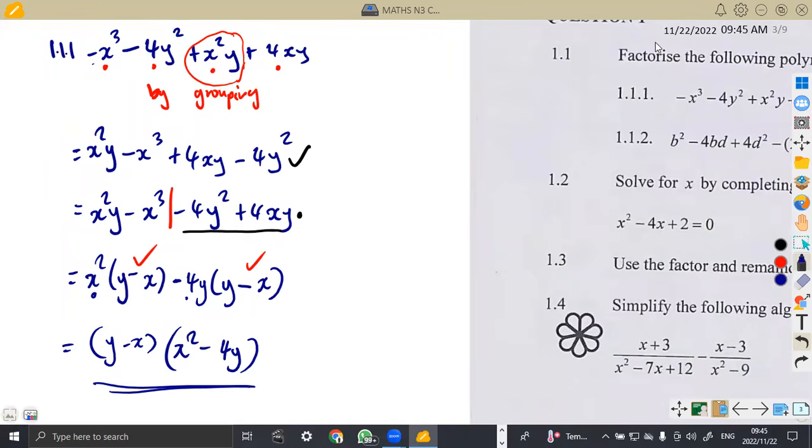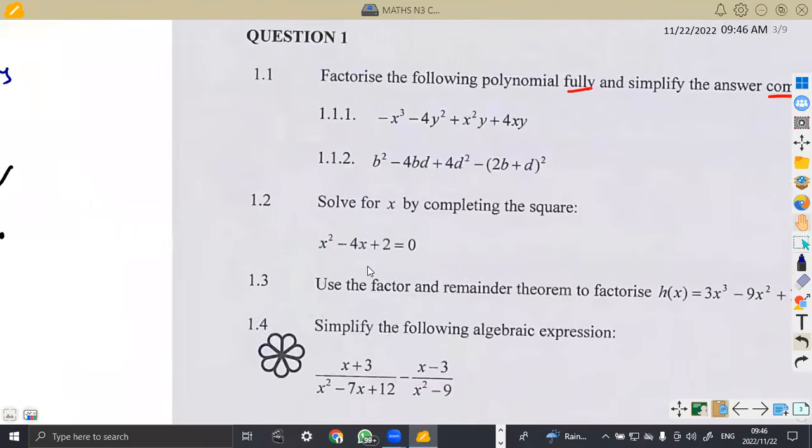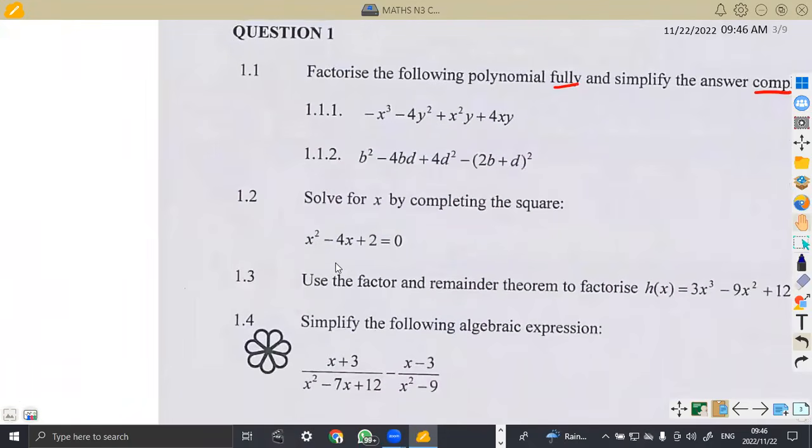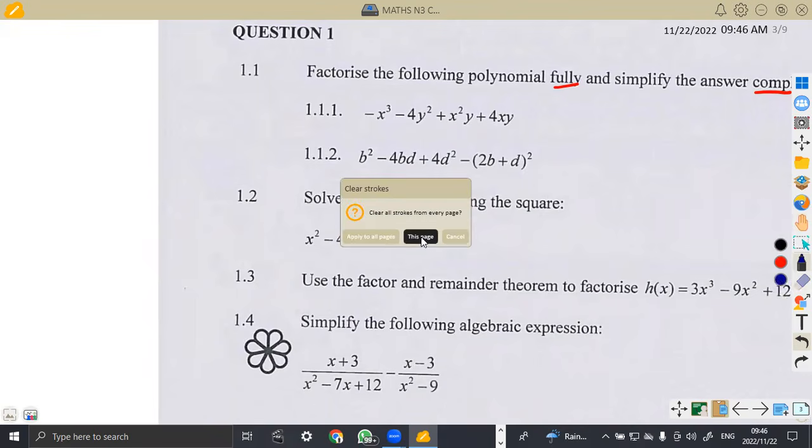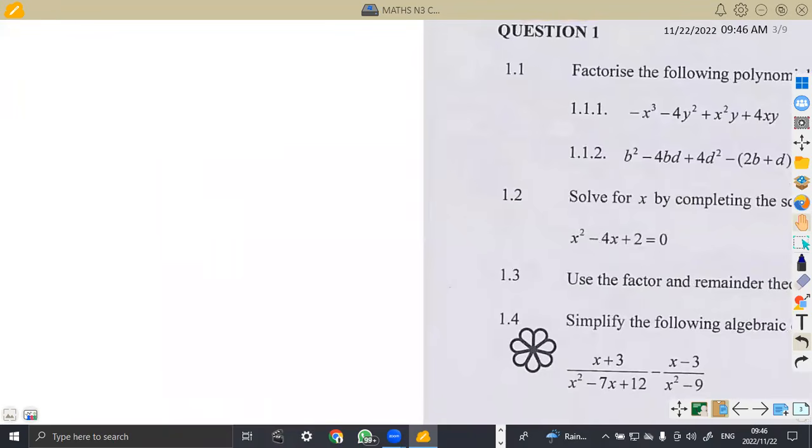Let's see the other part of the question. So 1.1.2, we are now given again to factorize. We've got b squared minus 4bd plus 4d squared minus, there is a bracket of 2b plus d. So let's see what we can do. This one, I'm just going to rewrite just like what we did from the previous question.